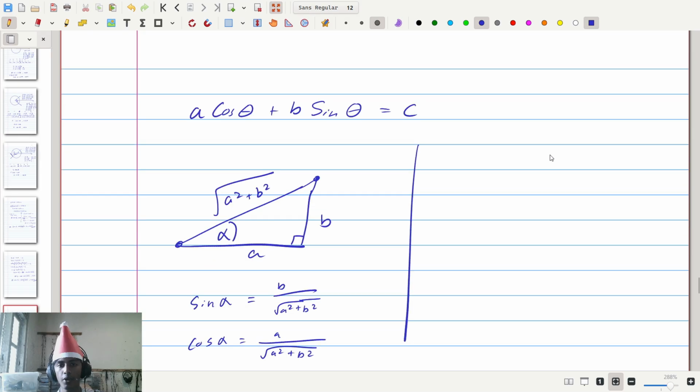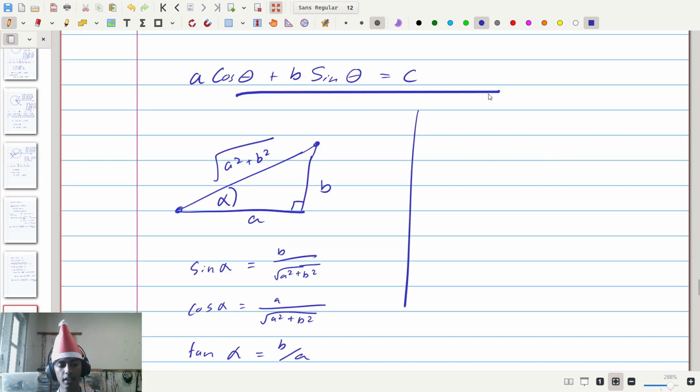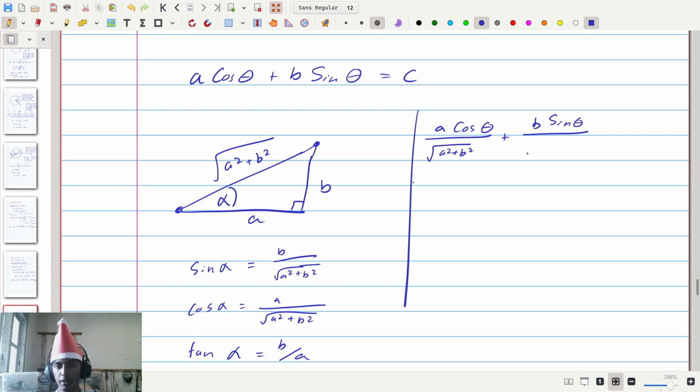Now, I'm going to take this expression I have up here and I'm going to divide everything by the square root of a squared plus b squared. Again, trust me, you'll see why this is going to be something interesting. If I do that, we get a cosine theta divided by the square root of a squared plus b squared plus b sine of theta divided by the square root of a squared plus b squared is equal to c divided by the square root of a squared plus b squared.